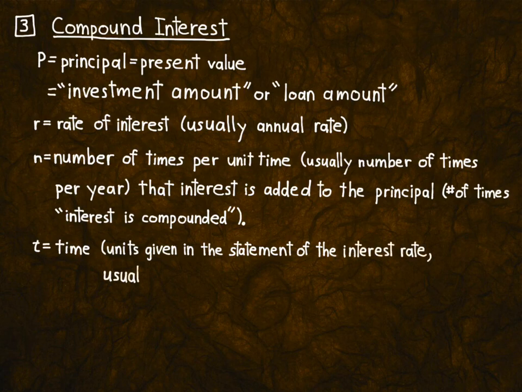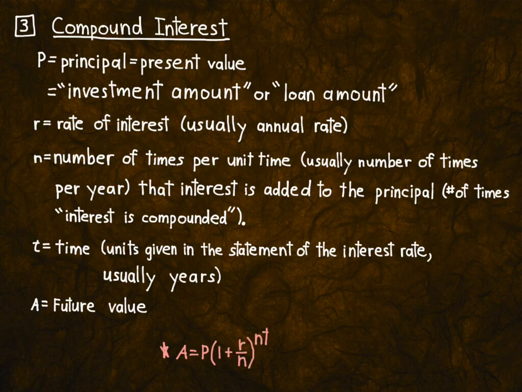So t equals time. Units given in the statement of the interest rate, usually years. Capital A is the future value. I'm not sure why they're using capital A. I would use a capital F, but I think in banking they usually use a capital A. It stands for amount, which is silly because there are other amounts involved here too. But that's what's commonly used.